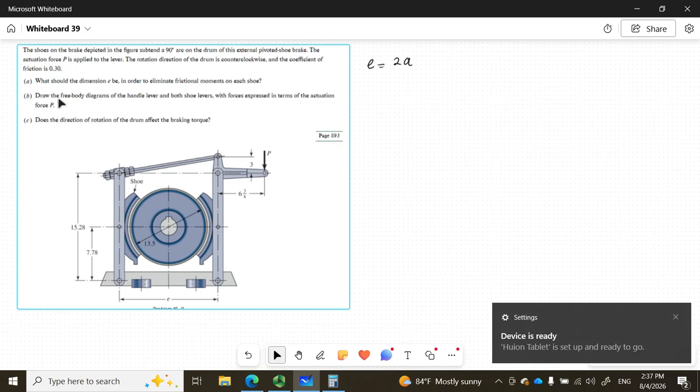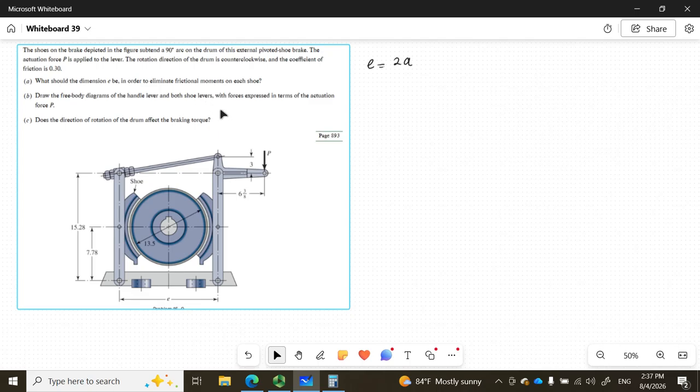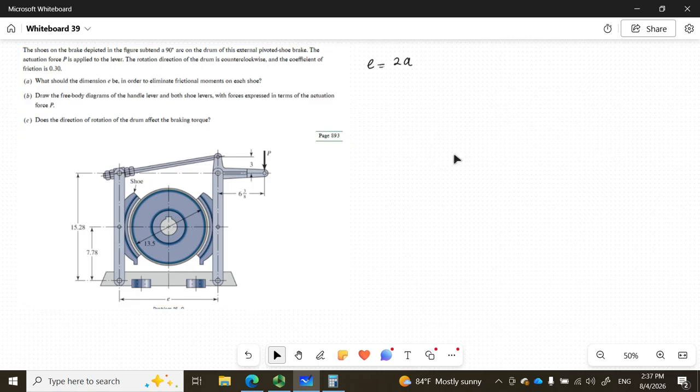Part B then says do the FBD of these arms, and then find the forces at each pivot, here, here, and here. And then part C says does the directional rotation of the arm affect the braking torque? So we have two shoes. Right now we are assuming the drum is going counterclockwise. So what happens if it goes clockwise? Is the brake torque going to change or not? Alright, so this is the problem statement.